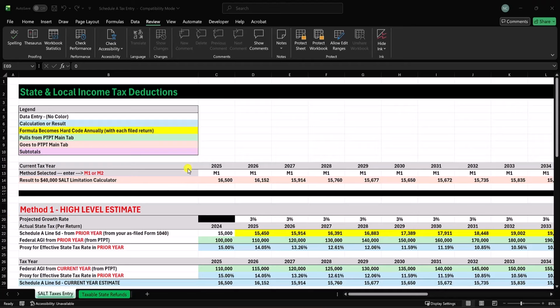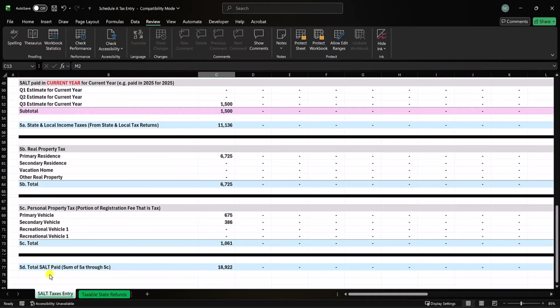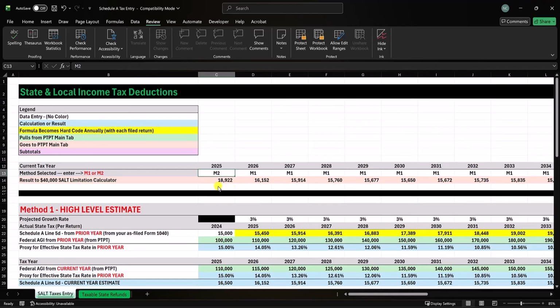Now, continuing with what we have done in this video, we are going to choose method number 2, which is what we went through below. So I'm simply going to go into this toggle switch and change it to M2, and you can see that the result right here for 2025 changes to our $18,922, which if I scroll all the way back down to the bottom of the method 2 section right here, there is our $18,922 grand total. Okay, so what happens now with this $18,922? This is the grand total of all of our state income taxes, real property taxes, personal property taxes, all paid in 2025. Where does this number right here go?